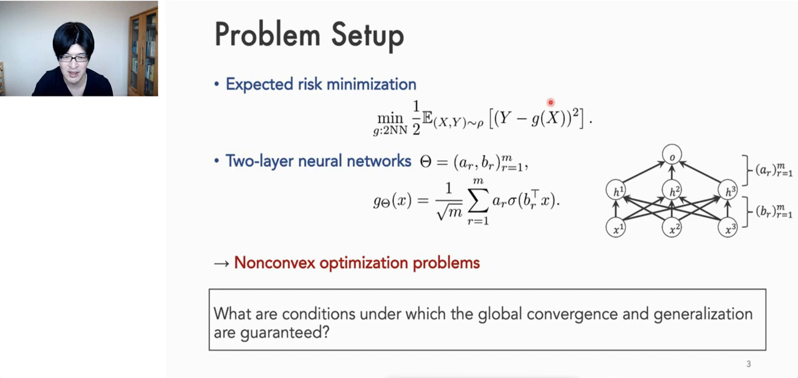As you may know, the optimization problem of neural networks becomes non-convex, which is generally difficult to solve. So a fundamental question in this context is: what are the conditions under which global convergence and generalization are guaranteed?